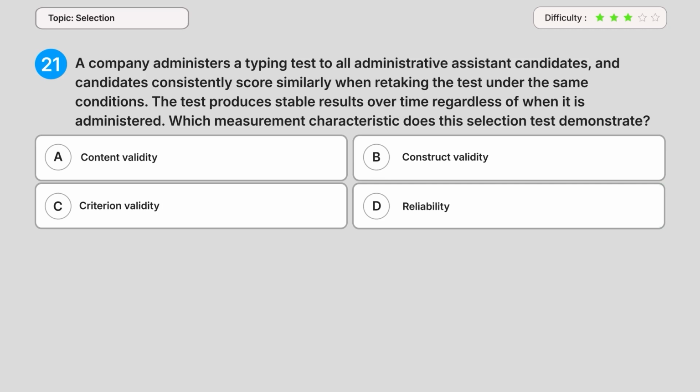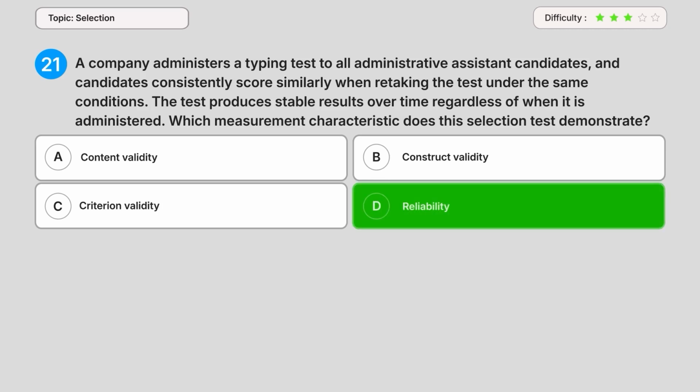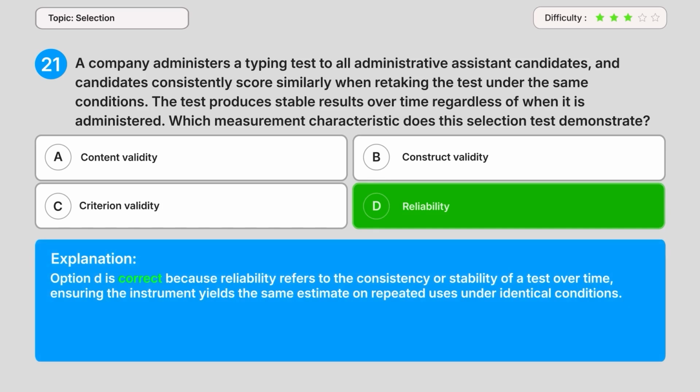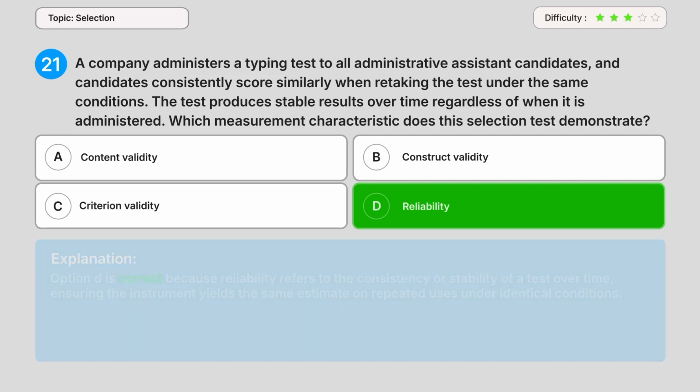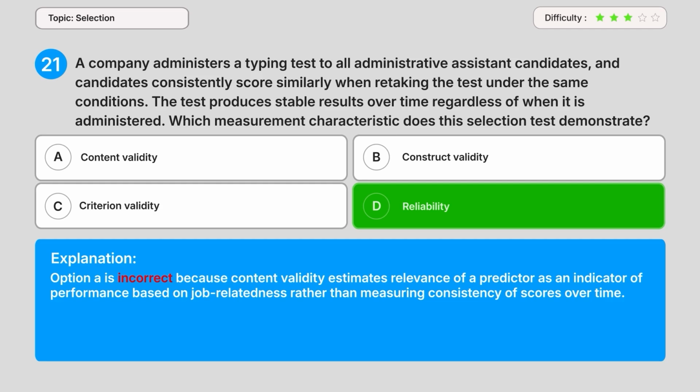Correct answer: D. Reliability. Explanation: option D is correct because reliability refers to the consistency or stability of a test over time, ensuring the instrument yields the same estimate on repeated uses under identical conditions. Option A is incorrect because content validity estimates relevance of a predictor as an indicator of performance based on job relatedness rather than measuring consistency of scores over time.